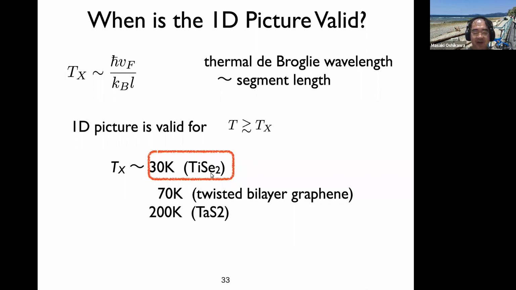And for titanium diselenide, this Tx is estimated to be 30K. Most of these experiments on temperature dependence were done above this Tx, so this is consistent. Whereas in tantalum disulfide, this Tx seems to be pretty high, so maybe you cannot easily see this non-Fermi liquid behavior in tantalum disulfide. And in our crude estimate, for twisted bilayer graphene Tx is maybe 70 K, so it's maybe marginal. I'm not sure if you can see non-Fermi liquid behavior directly from this, but anyway.